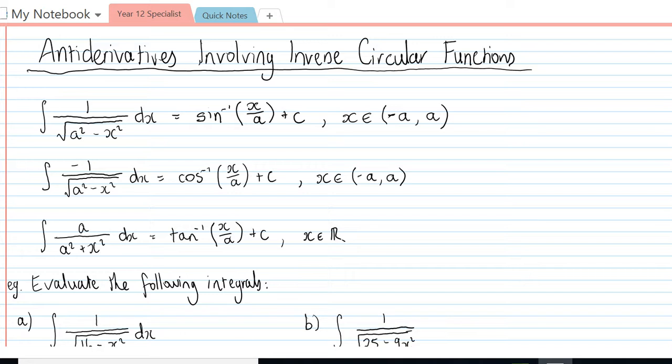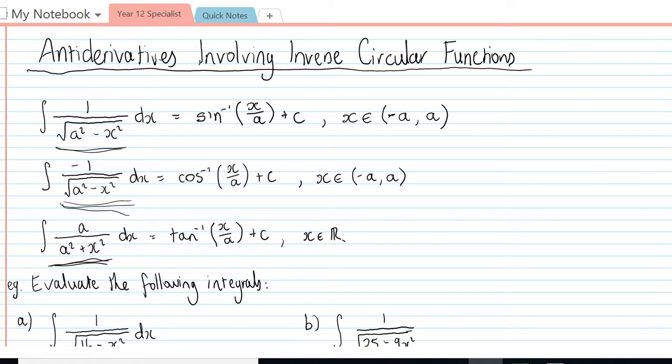In order to do these questions we need to already be familiar with the derivative of the inverse circular function, so knowing that when we differentiate the inverse sine function we end up with this rule just here, the 1 over square root of a squared take x squared. And we need to also be familiar with the derivative of the inverse cos function that we can see here, or the derivative of the inverse tan function that we can see here. So if we are already familiar with those, then we know that when we anti-differentiate them, we're just going to go back to the original inverse sine, cos, or tan function that we had.